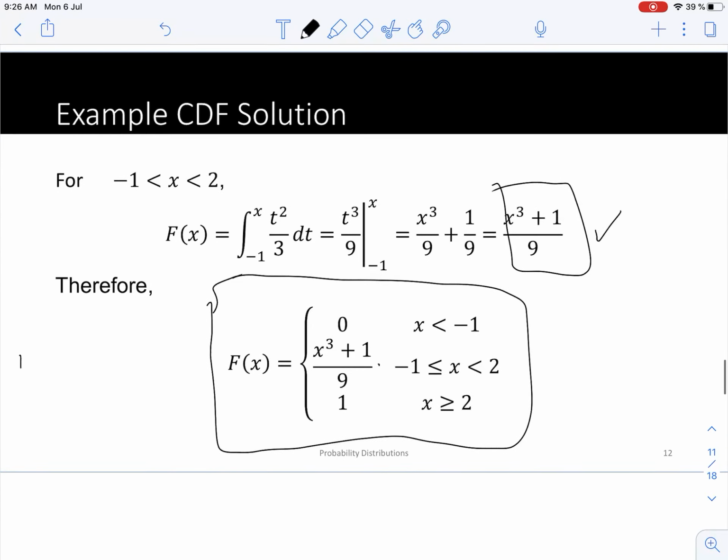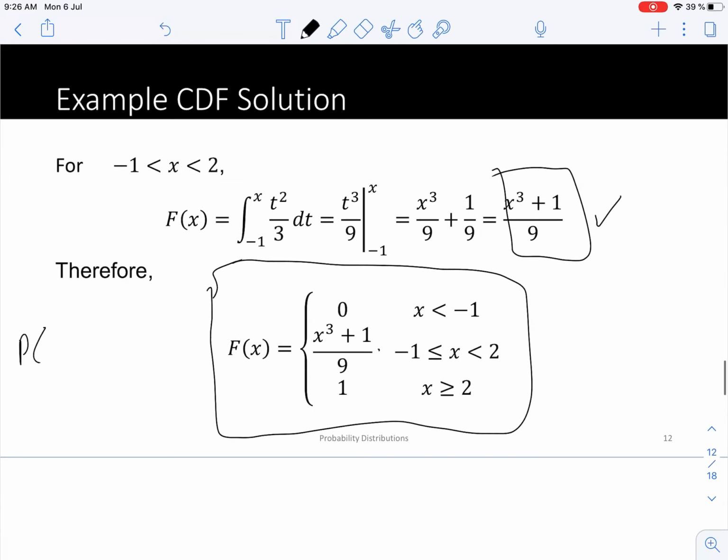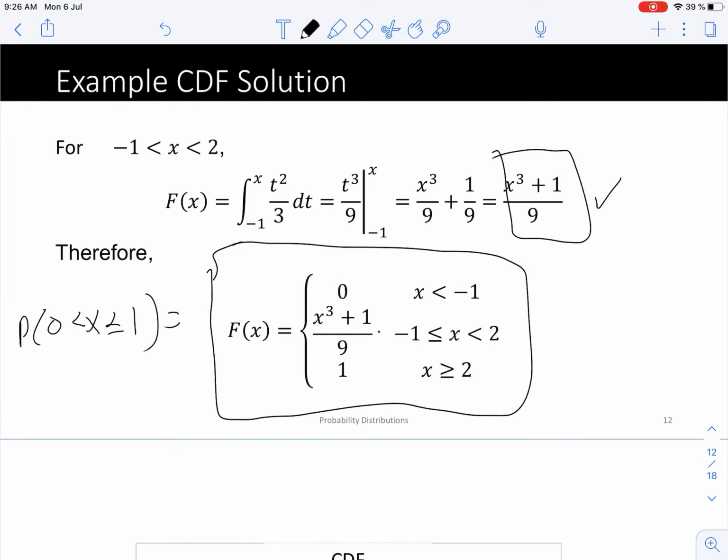So let's do the probability that x is between 0 and 1. Remember here that equality doesn't matter. So this is equal to the CDF of the upper limit minus the CDF of the lower limit.